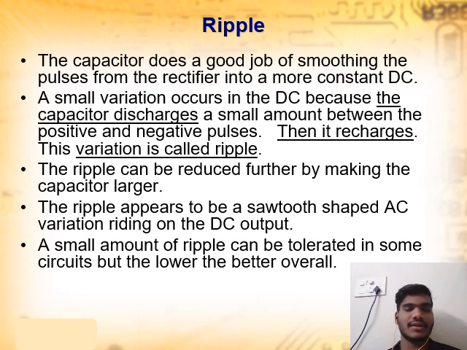Ripple. The capacitor does a good job of smoothing the pulses from the rectifier into a more constant DC wave. A small variation occurs in the DC because the capacitor discharges a small amount between the positive and negative pulses. Then it recharges. This variation is called ripple. The ripple can be reduced further by making the capacitor larger. The ripple appears to be sawtooth shaped AC variation riding on the DC output. A small amount of ripple can be tolerated in some circuits, but the lower the better overall.